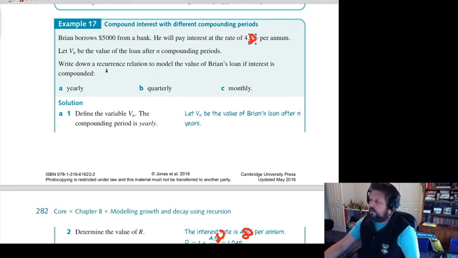Write down the recursion relationship in the model for the value of Brian's loan if the interest is compounded yearly, quarterly, or monthly. Now, this is really the point of the question, showing that depending on how often the interest is compounded, it could be daily as well, it does make a difference to the calculations. So let's have a look at what happens when the interest is compounded yearly.